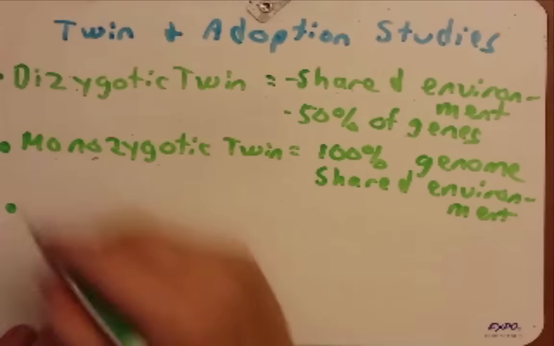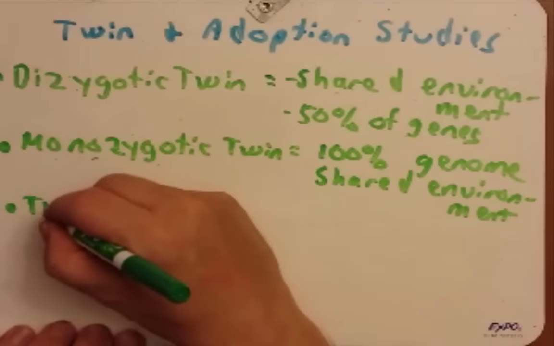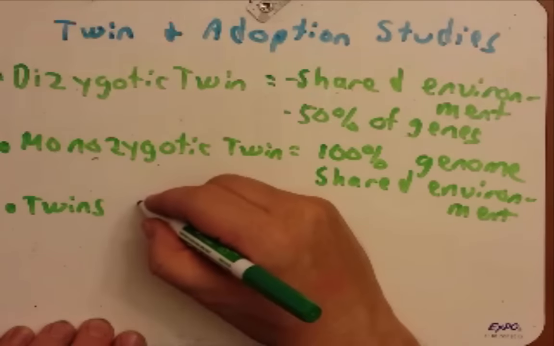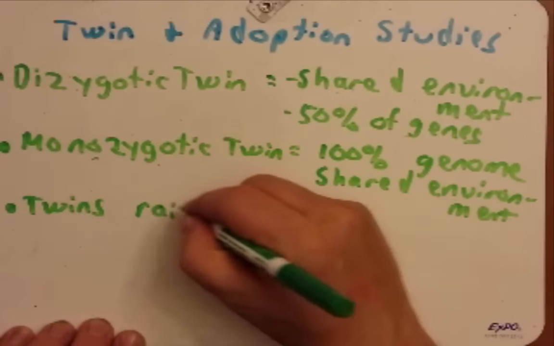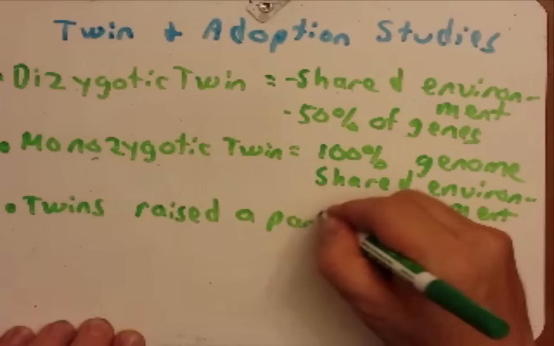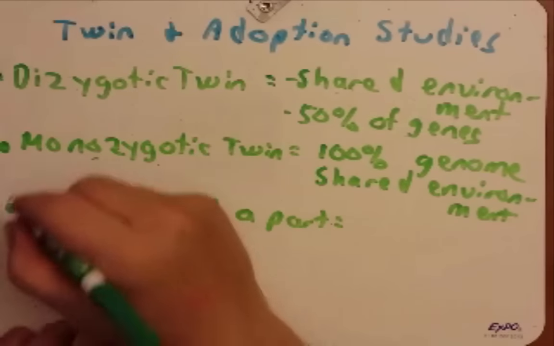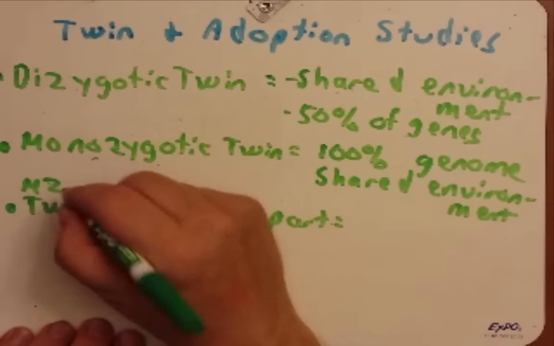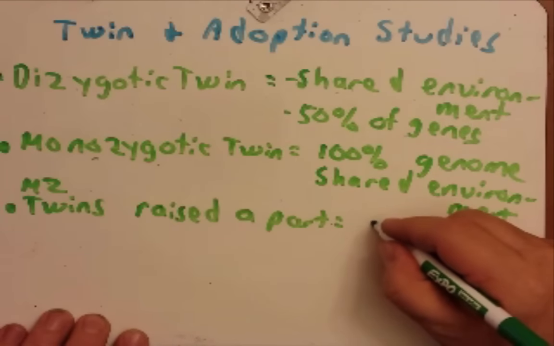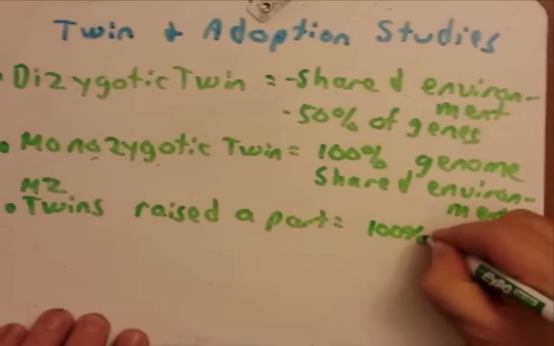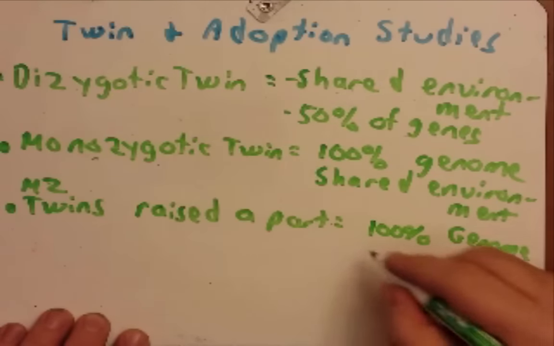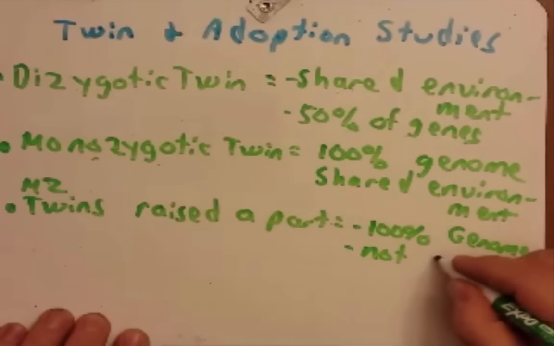And then sometimes they do these studies. Ethically challenged these studies are, and so they don't do them anymore, but they have done them. Twins raised apart from each other. And I should say, this is monozygotic twins raised apart from each other. These individuals have 100% genome sharing. They have the same genome, but not a shared environment.